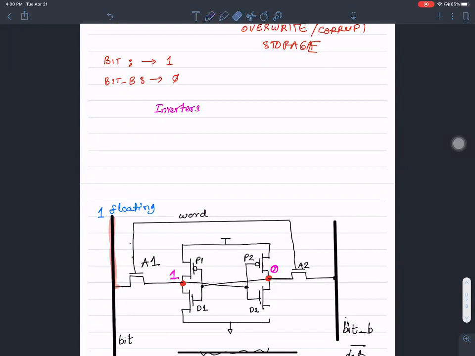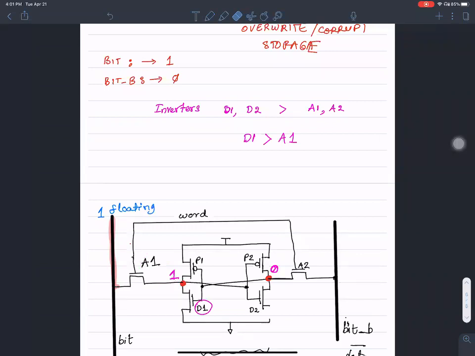So right here, during read operation, the inverters, especially D1 and D2, are stronger than access 1 and access 2 transistors. We want to make sure that D1 is stronger than access 1 and access 2 transistors. So for read stability, we want to ensure that D1 is greater than A1. In other words, the size of this NMOS transistor D1 is larger than the size of the access transistor A1. That's the idea.